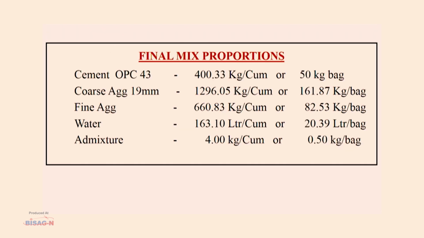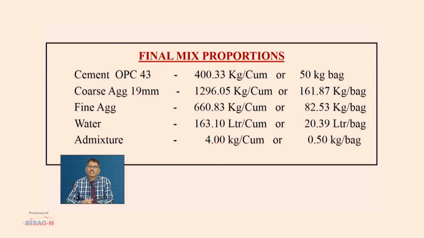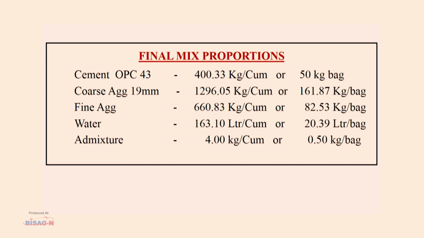Final mix proportions: 400.33 kg cement, coarse aggregates 1296.05 kg per cubic meter, fine aggregates 660.83 kg per cubic meter, 163.1 liters of water per cubic meter. Admixture is 4 kg, that is 1% per cubic meter. If you convert it into bags, per bag of cement, it comes to 161.8 kg of coarse aggregates, 82.53 kg of fine aggregates, 20.39 liters of water and 0.5 kg of admixture. This is for trial mix number 1 proportions, we got it.